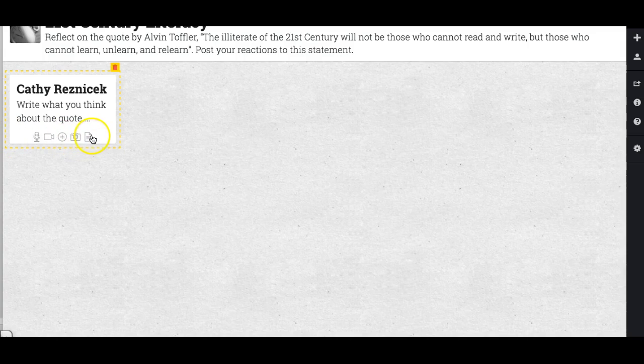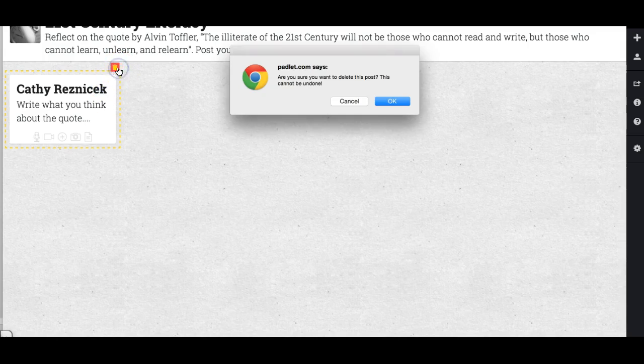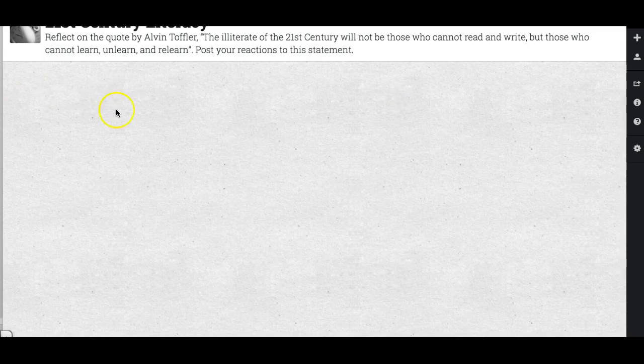You can add images and links and other things if you want to, but I want you to think about that quote, that the illiterate of the 21st century will not be those who cannot read and write, but those who cannot learn, unlearn, and relearn. So post your reactions to the statement here. And I'm going to get rid of this so I can show you again. So again, you just put your cursor anywhere on this wall, double click, and you'll get a little box to type in. Make sure that you add your name so that I can give you credit. All right.